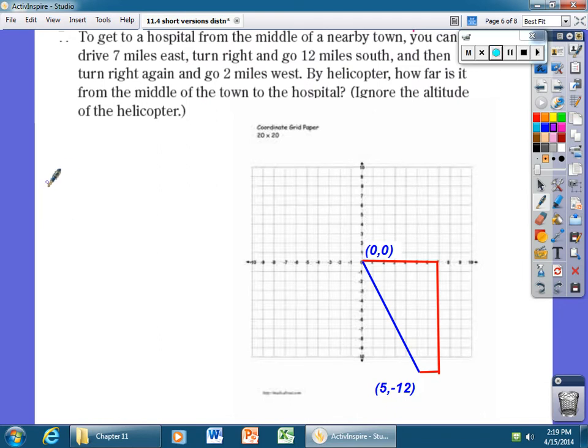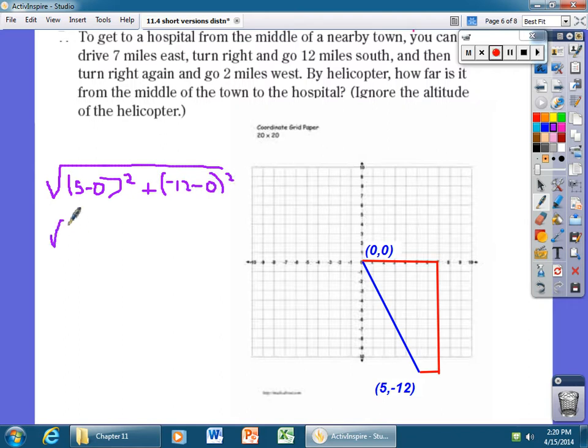So if I were looking at it, I'm going to start out with my square root, subtract my 2 x's. So it's going to be 5 minus 0. And then I'm going to square that. I'm going to add to it -12 minus 0. And I'm going to square that.